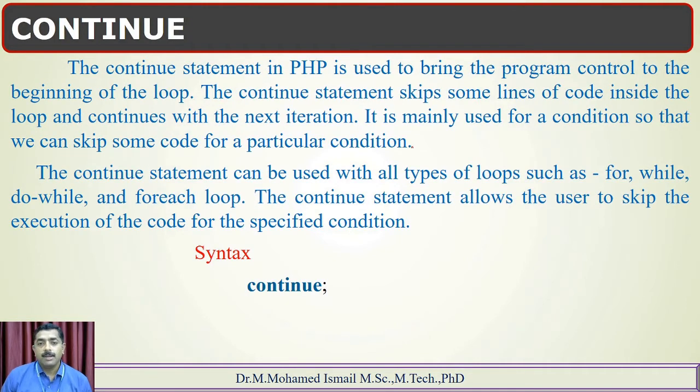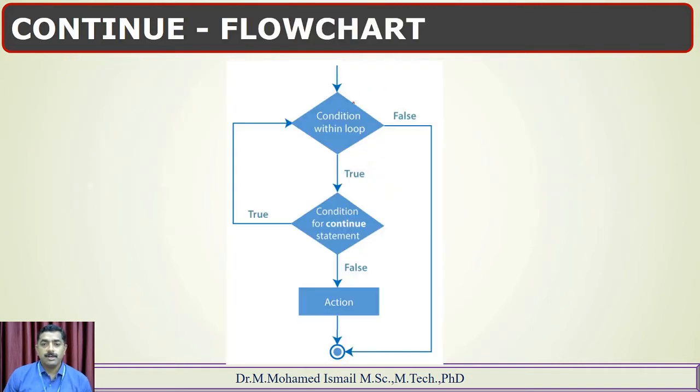The continue statement is used to skip the current iteration. That is, the continue statement skips some lines of code inside the loop based on some conditions and continues with the next iteration. The continue statement is supported in all loops: for, while, do while. Syntax: just the continue statement. This is the flow chart. If the condition within the loop is true, it skips the current iteration and continues with the next iteration.